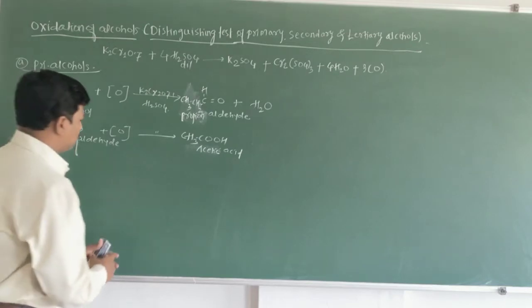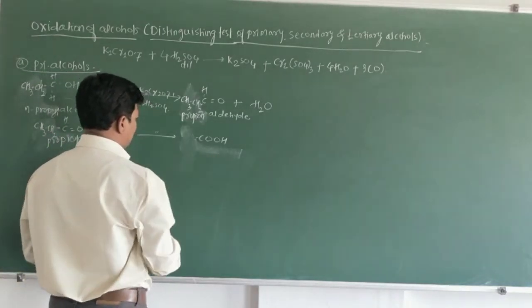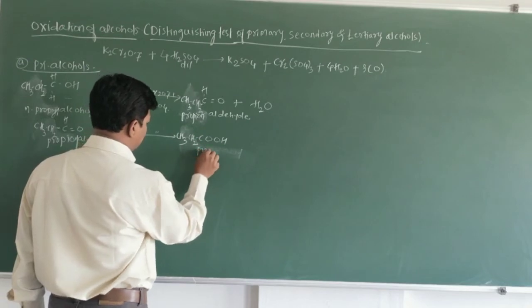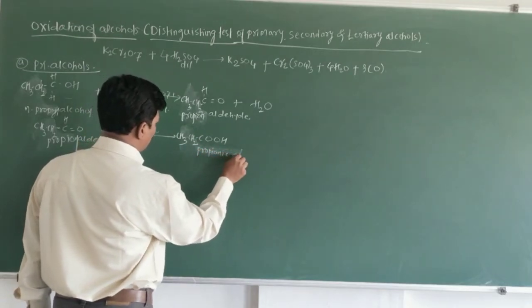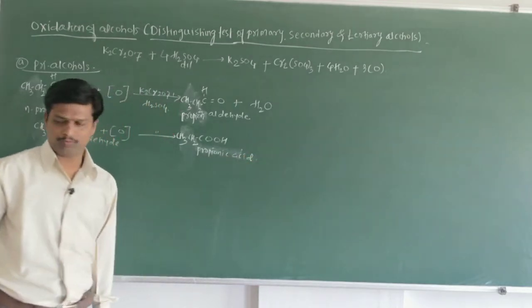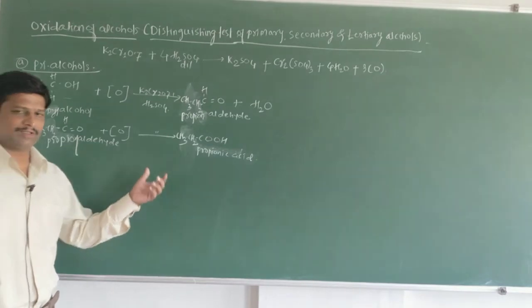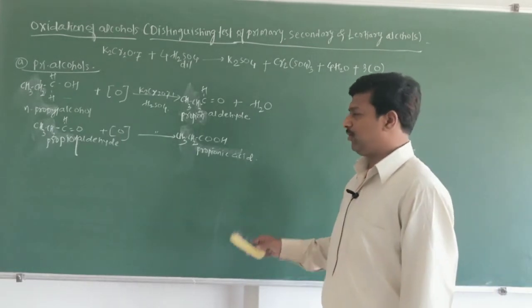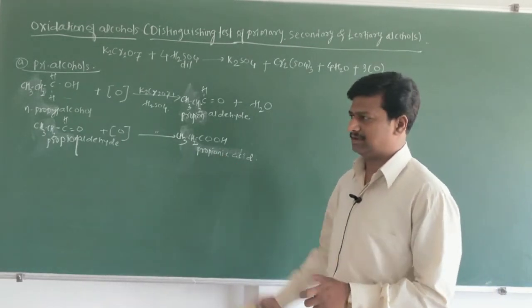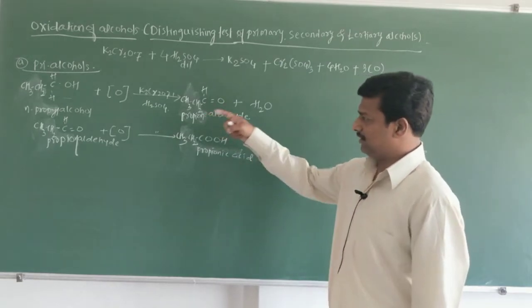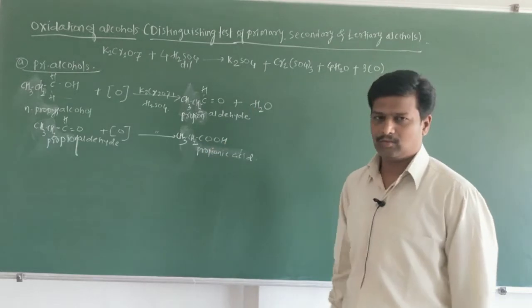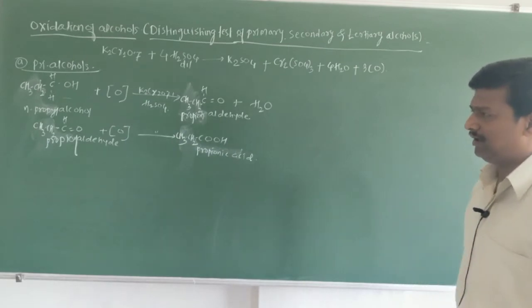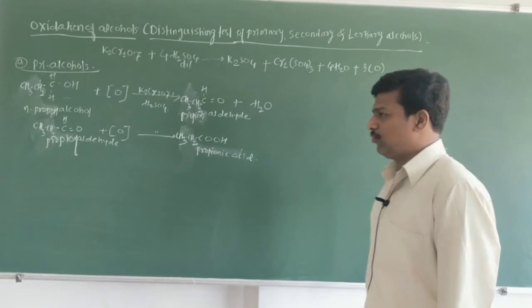forms CH3CH2COOH, and the name of the acid is propionic acid. You can take both names here: one is the common name and the other is the IUPAC name. The name that I have given is the common name, whereas propionic acid is also the IUPAC name. So the reaction takes place in this manner: n-propyl alcohol on oxidation with acidified K2Cr2O7 forms propionaldehyde, and propionaldehyde on further oxidation forms propionic acid.